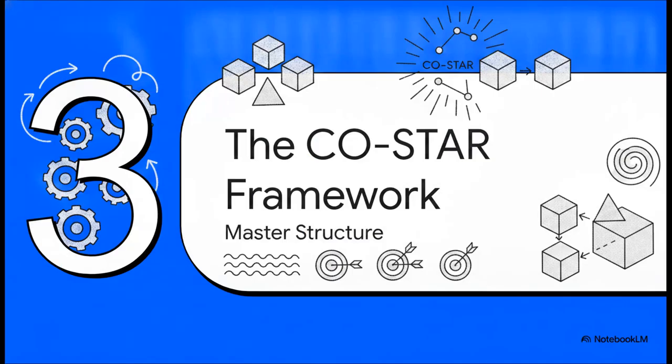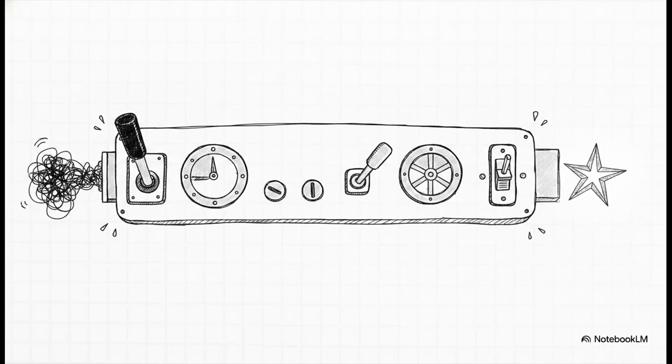Which brings us to our final section, mastering the CoStar framework. This is the ultimate solution to those frustrating results. Meet the CoStar framework. It's a simple, 6-part formula that turns beginner prompts into professional results, literally every single time. And what I absolutely love about this is that you don't need to be some sort of creative genius to use it. It's a highly mechanical, foolproof formula that anyone can learn to operate. Just think of it like a control board for the AI.